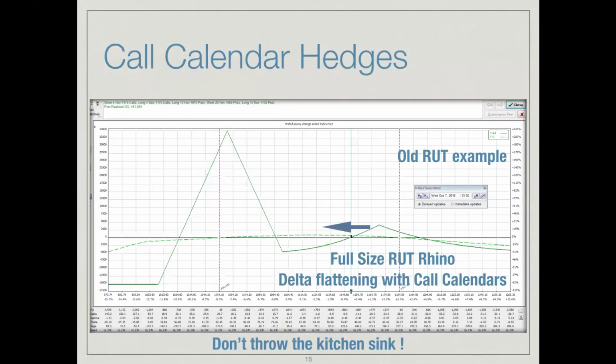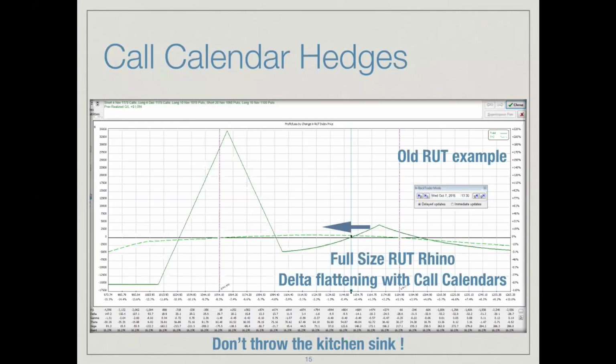So let's go back to call calendar hedges. And I mentioned at the bottom here, don't throw the kitchen sink just yet. The market has forced us to make the Rhino evolve, but it doesn't mean that calendar hedges don't work. Of course, again, some people don't like call calendars. They don't like horizontal spreads. And I can understand that the call skew is slightly more difficult to comprehend.